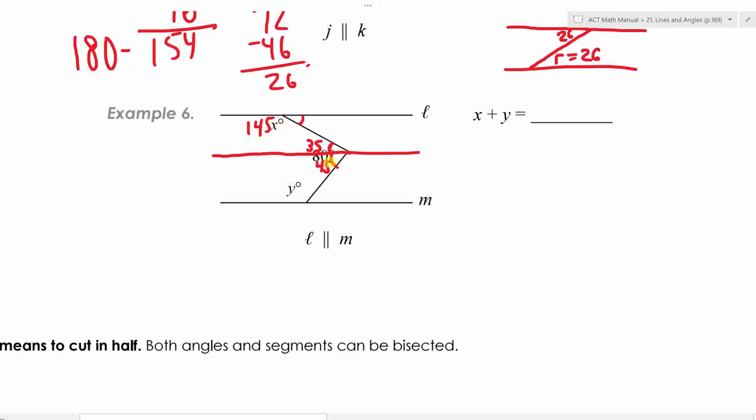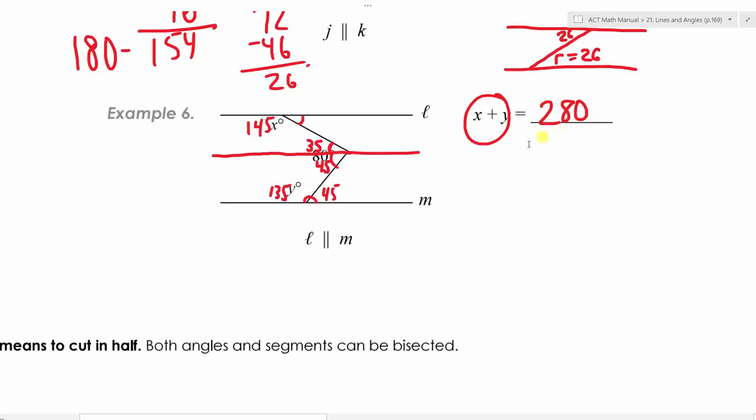And this y has to be supplementary to the 45. There's a 45 here. There's another 45 here. Y would have to be supplementary to that. So this has to be 135, which means x plus y, which is what the question is asking, the sum would be 280.